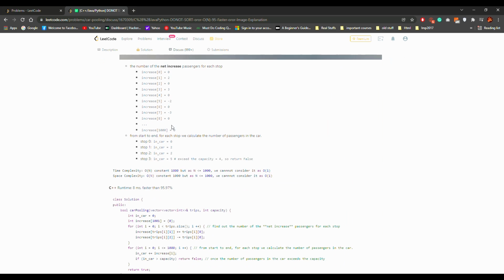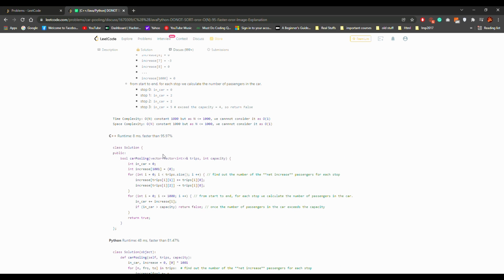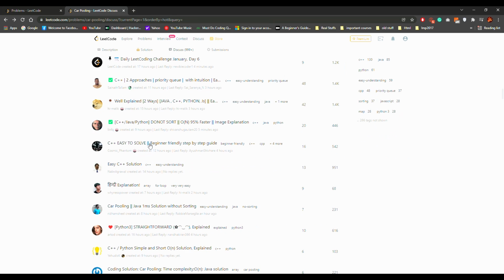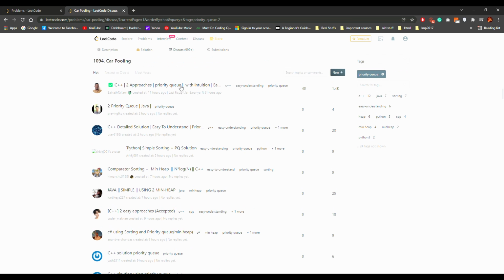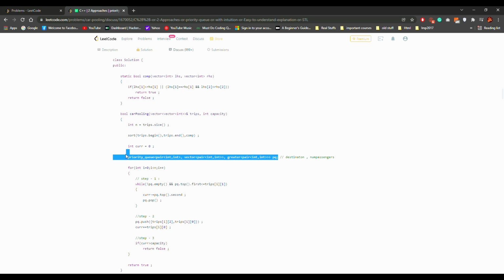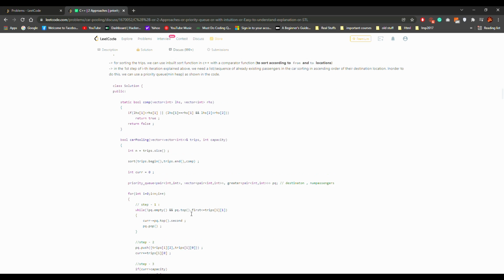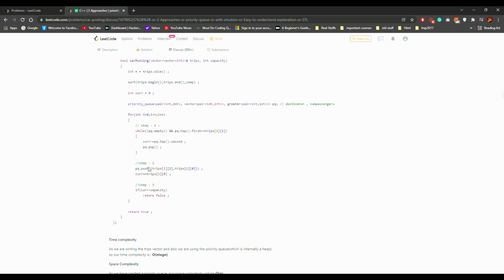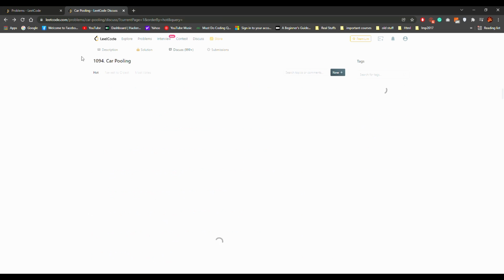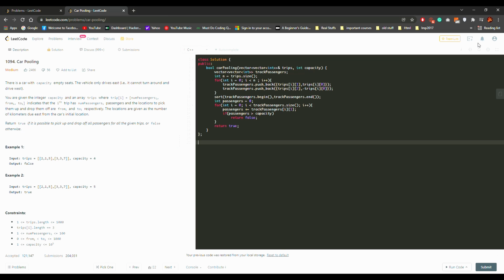Let's look into other people's solutions. Okay, you don't need to sort the array, he's saying, because the constraints are small. Because it is 1,000, you can iterate over 1,000 items. Let's look into someone else. This is a good solution, a priority queue solution. This is also quite good, a bit complex, however. Okay, but I feel like my solution is a bit simple.